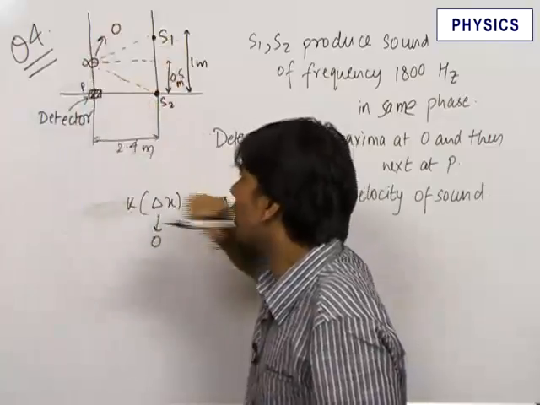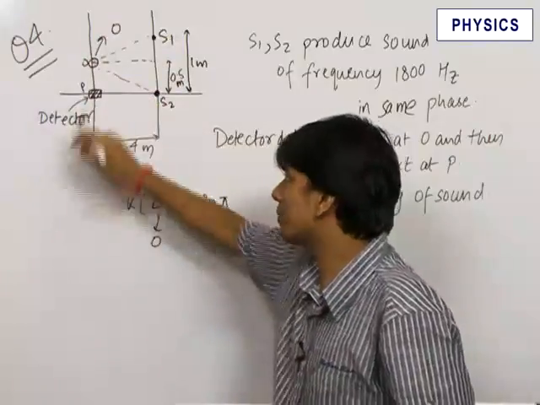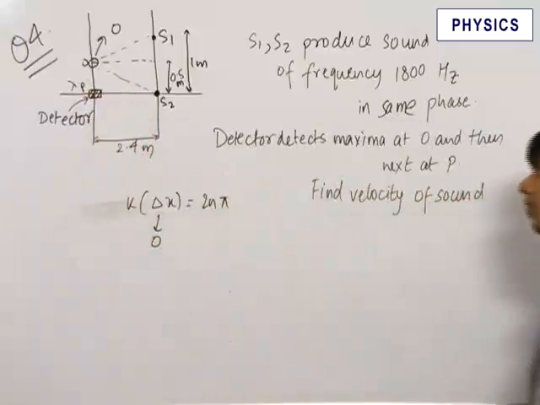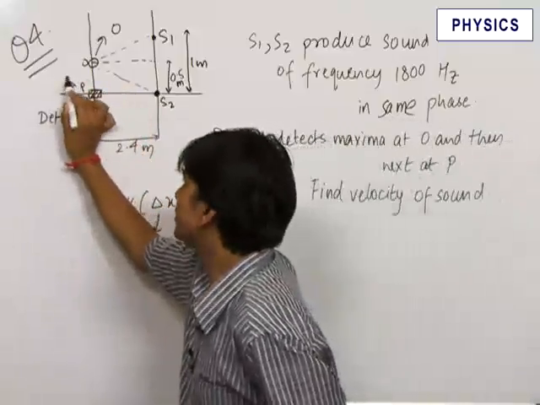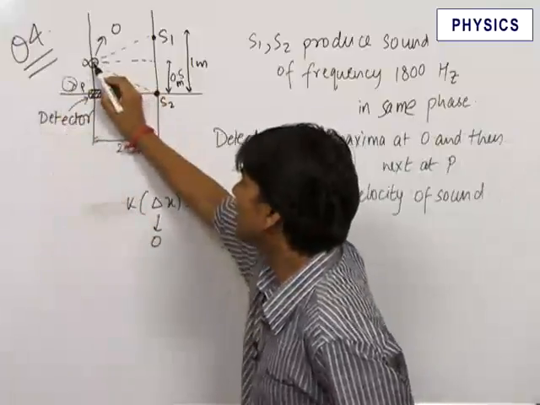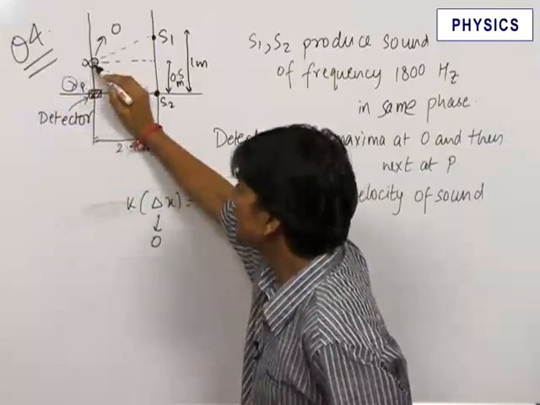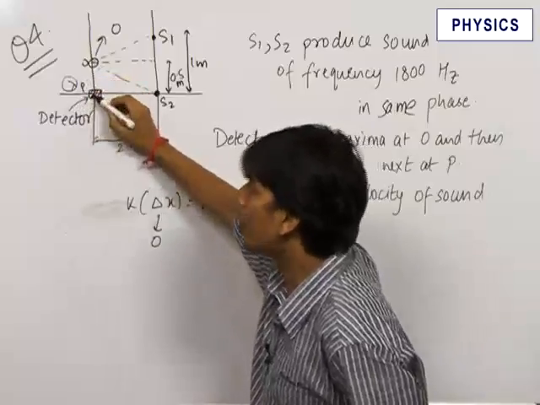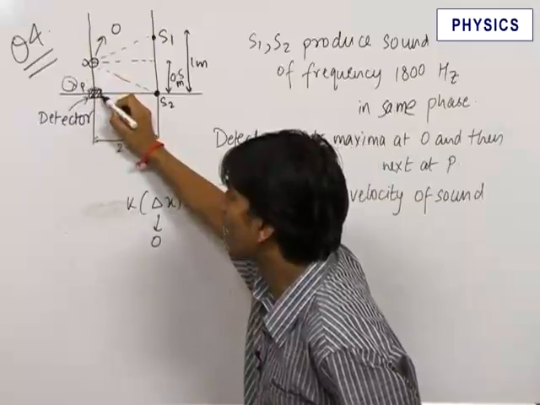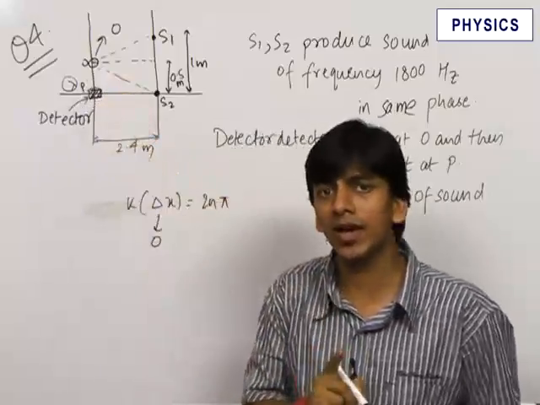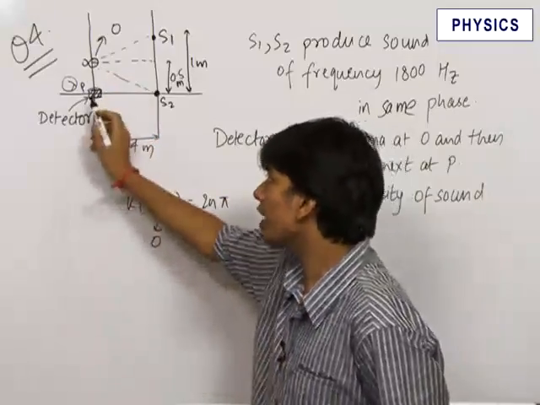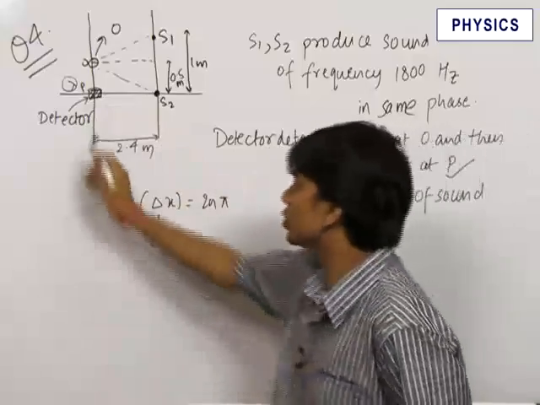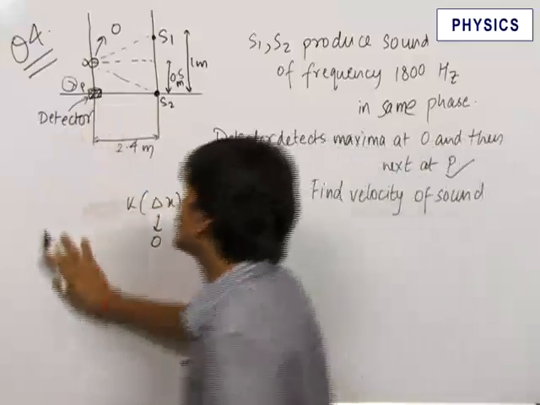Now, as we keep moving down, the next first maxima occurs at a point where the path difference will be equal to lambda. Now, it is crucial to understand that the path difference at this point is 0. So, as we keep moving down, the path difference will keep on increasing. So, there will come a point where the path difference becomes lambda, and at that point we will have a maxima again and a constructive interference. So, it is given that the next maxima occurs at point P. So, P is the point where we have a path difference of lambda.